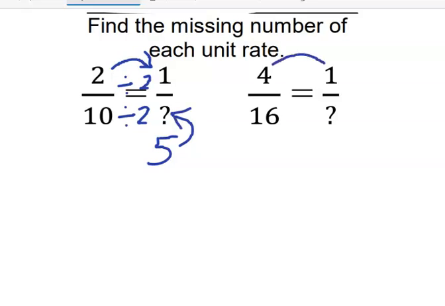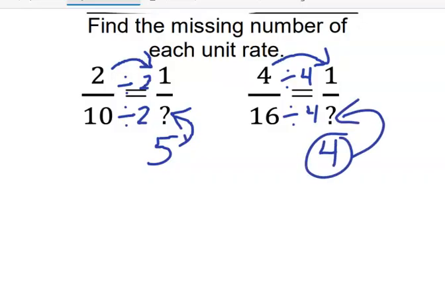What does it take to get from 4 down to 1? Well, divide again by itself. 4 divided by 4 is 1. So you're going to do 16 divided by 4. 16 divided by 4 is 4. Okay, so 4 goes right there. 5 goes right there. Those are the missing numbers for the unit rate. So this one would be 1/5 on this side, and this one on here would be 1/4 on the right side.